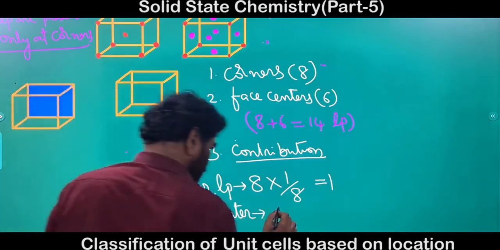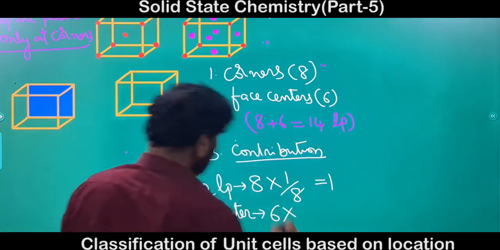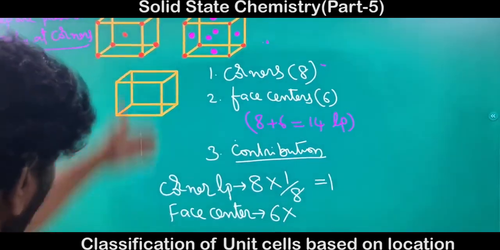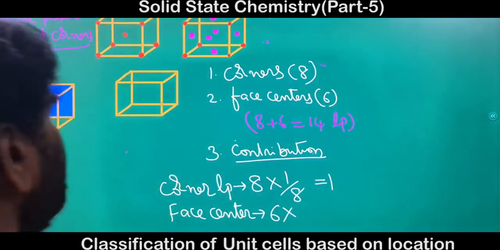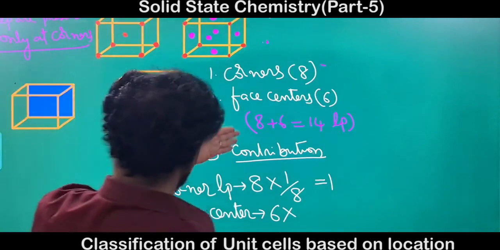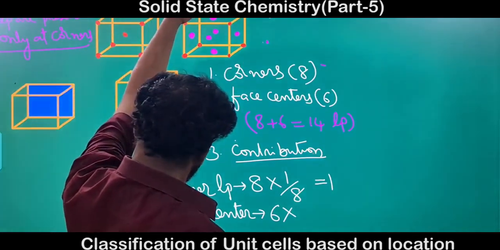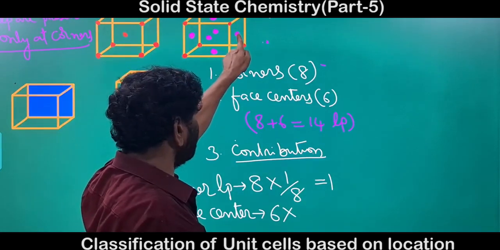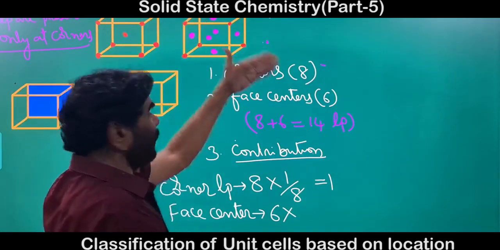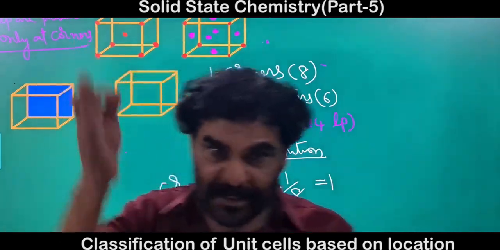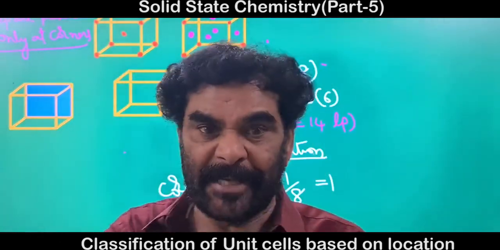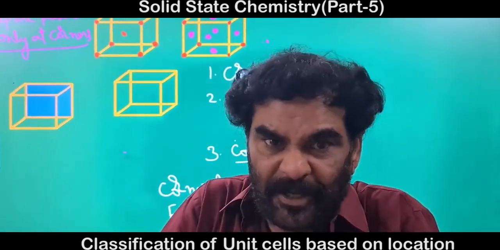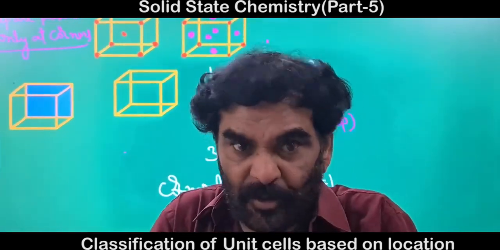Face center, 6 into 6 faces. So what is the contribution of the lattice point which is present on the face center? The face is common for the 2 unit cells. It is not for one. The face is the partition that is common for the 2 unit cells.